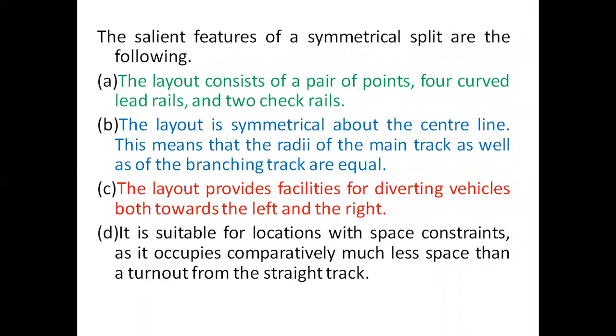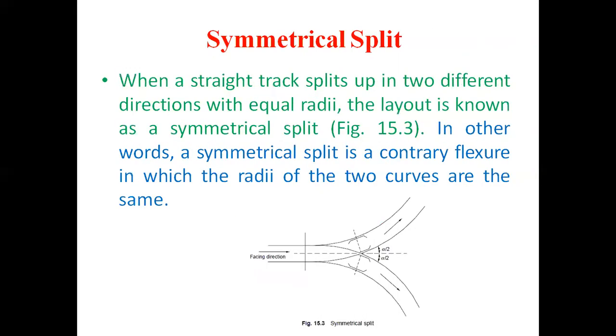The salient features of a symmetrical split are: the layout consists of a pair of points, four curved lead rails, and two check rails provided to maintain the movement of the wheel of the locomotive properly. The layout is symmetrical about the center line. This means that the radii of the main track as well as of the branching track are equal. Here this is the center line of this main track.